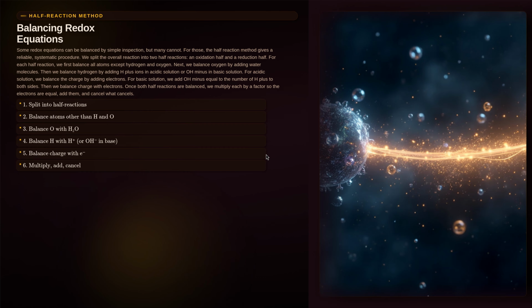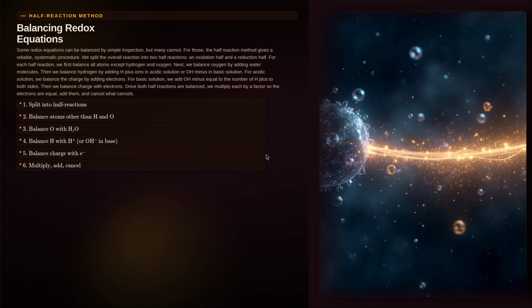Some redox equations can be balanced by simple inspection, but many cannot. For those, the half reaction method gives a reliable, systematic procedure. We split the overall reaction into 2 half reactions, an oxidation half and a reduction half. For each half reaction, we first balance all atoms except hydrogen and oxygen.